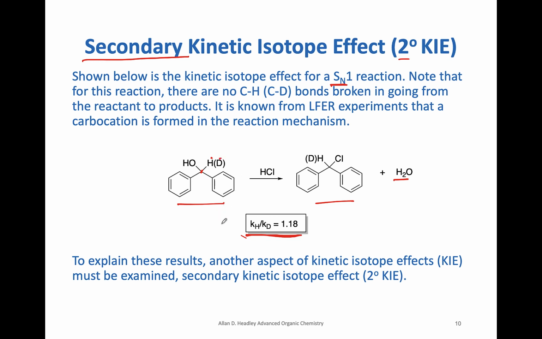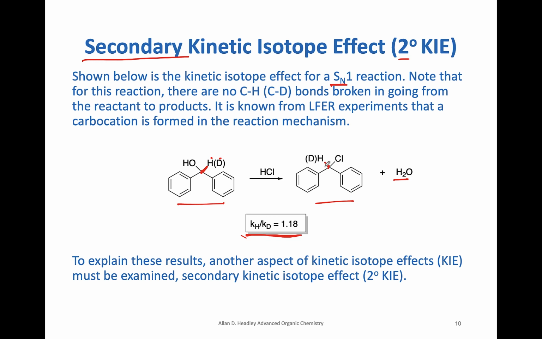So this is really a rate difference for hydrogen versus the compound that has deuterium. How do we explain this? Let's see if we can explain this. But first of all, notice that this CH bond is still here in the product, which also means that the CD bond is also in the product.